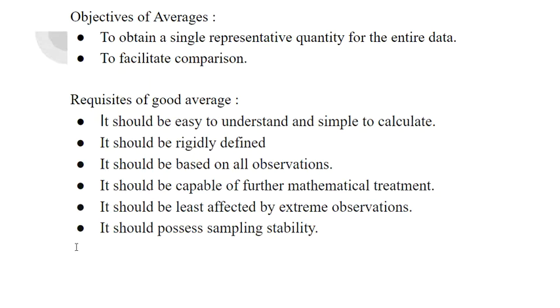The next point is that it should possess sampling stability. It means, let's have one example. If I pick five different groups of students from a college and I want to compute the average height of each group, then we expect to get approximately the same value for each group. Obviously, there will be differences in values for different samples, but the difference should be small. It means it should have sampling stability. More sampling stability results in more appropriate interpretations.